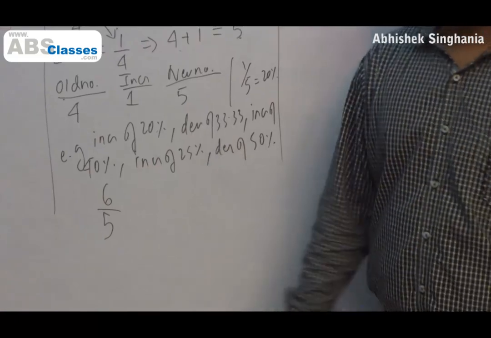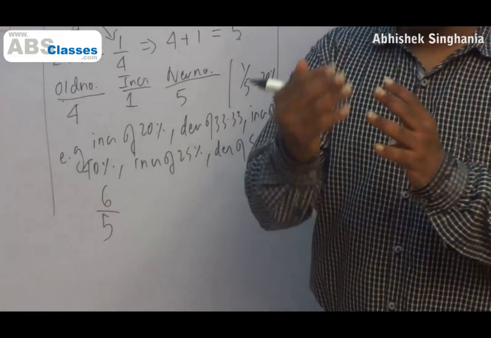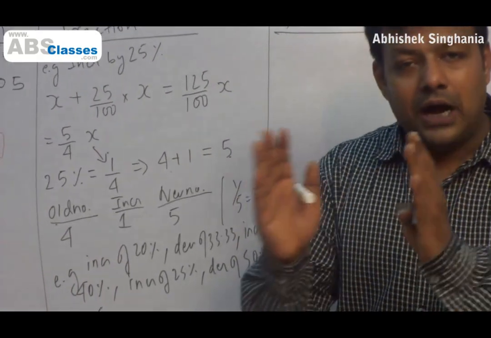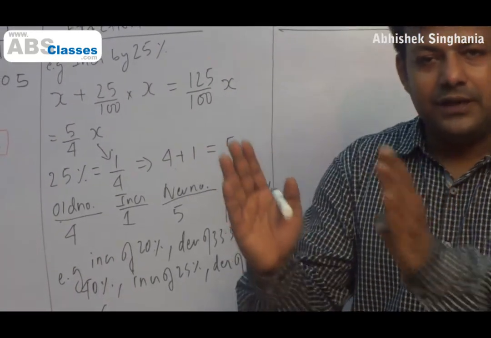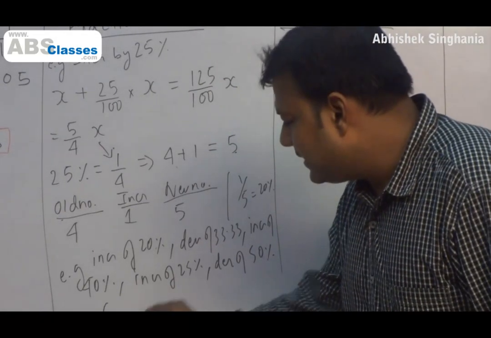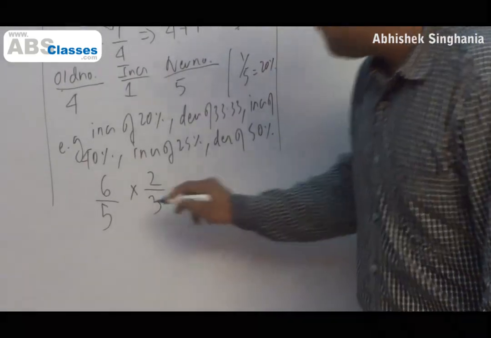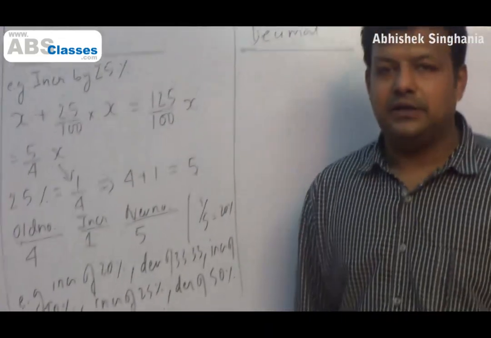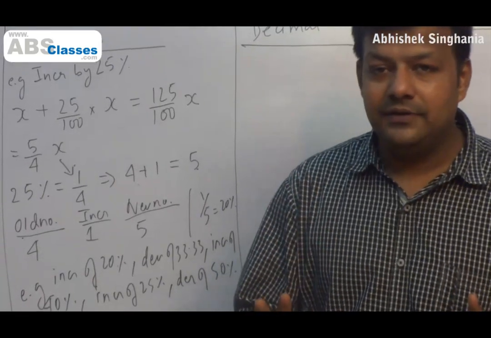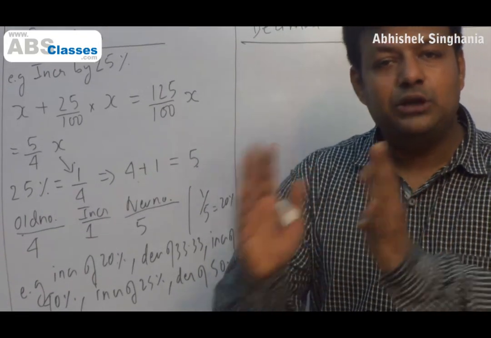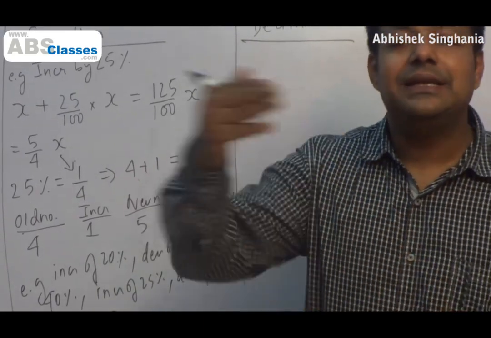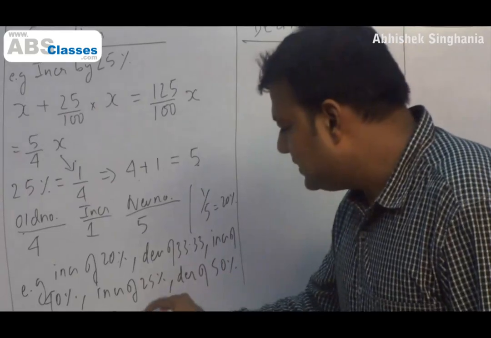Decrease of 33.33% means 33.33% is 1 by 3, which means number will decrease by 1 out of 3. If the number was 3, it will decrease by 1 and become 2. How do we write this? We write it as 2 by 3. Increase of 40%. 40% is 40 by 100, which is 2 by 5. So it means number will increase 2 out of 5. If 5 increases by 2, it becomes 7. So we can write it as 7 by 5.